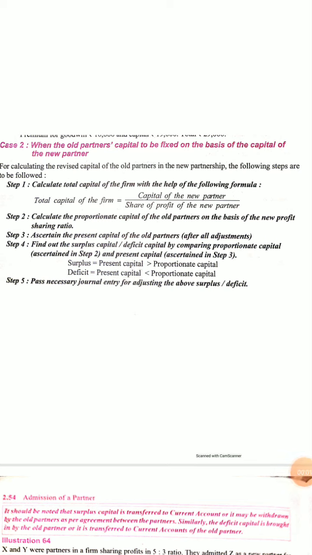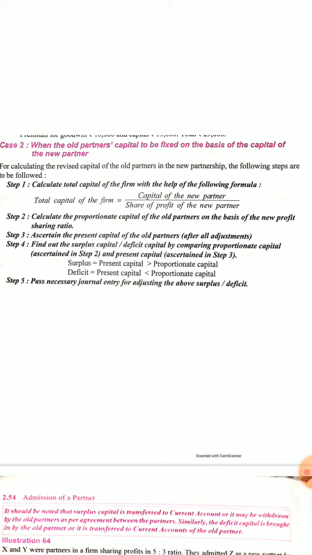Hello students. So in case 1, I already explained how the capital of the new partner is adjusted according to the old partners' capital. Now in case 2, we will see how the old partners' capital is adjusted according to the capital of the new partner. So what are the steps involved here?